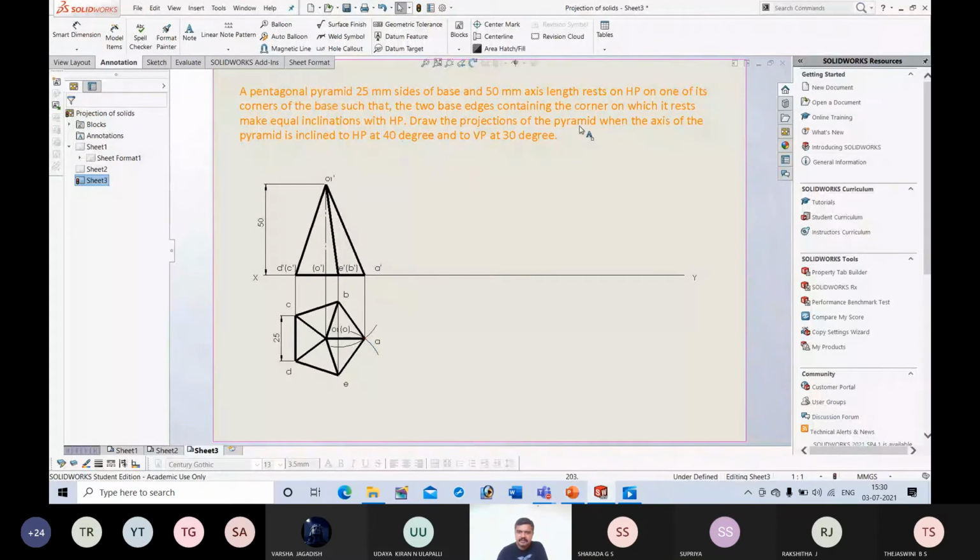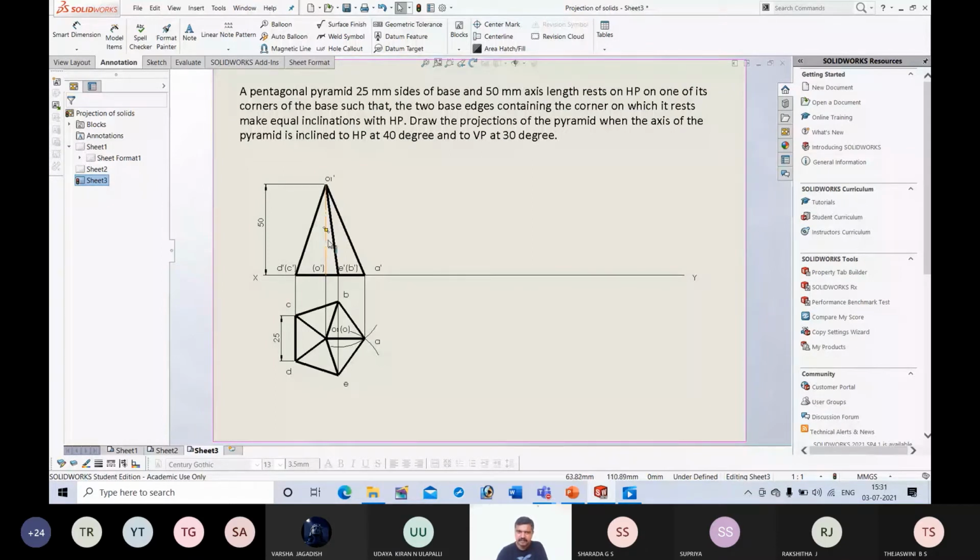Draw the projections of the pyramid when the axis of the pyramid is inclined to HP at 40 degree and to VP at 30 degree. Since it is resting on HP, in projection of solids, in almost all problems, you need not worry about resting on VP. Almost 99% of problems, you will get resting on HP only. So it is resting on one of the corners and the axis is making 40 degree with HP. Now the axis is parallel to VP and perpendicular to HP.